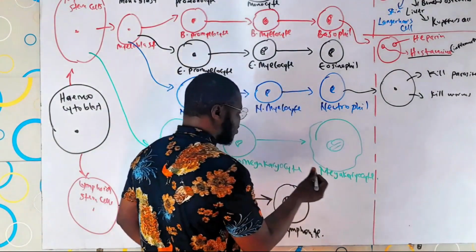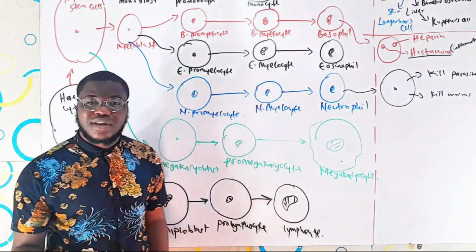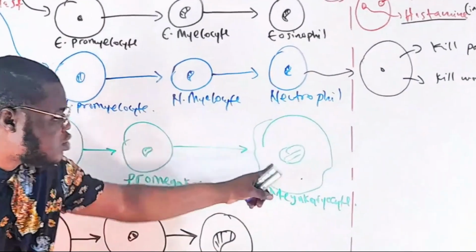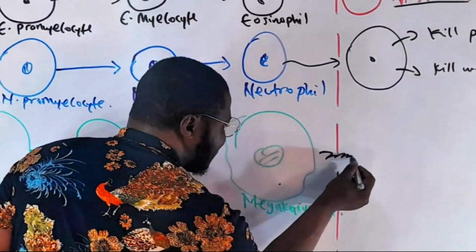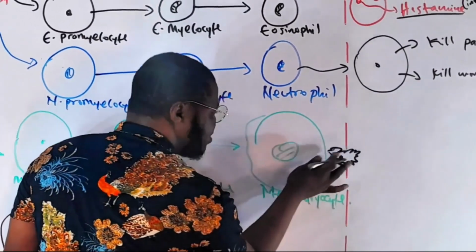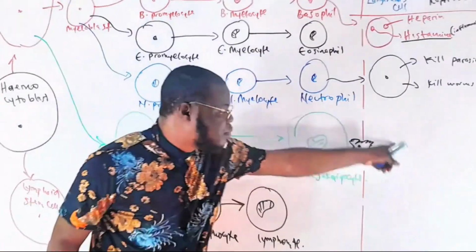Now, the next thing here is the megakaryocyte. What is the function of the megakaryocyte? We know they form the platelets later. But the point is, this cell is too large. When it is trying to pass through, it has to squeeze itself through the capillary beds, through the capillary pores, rather, into the bloodstream.